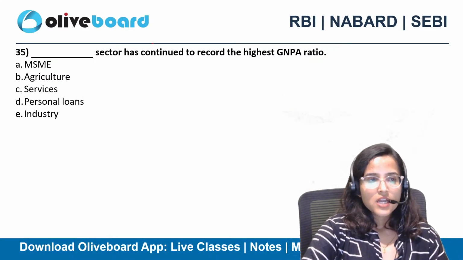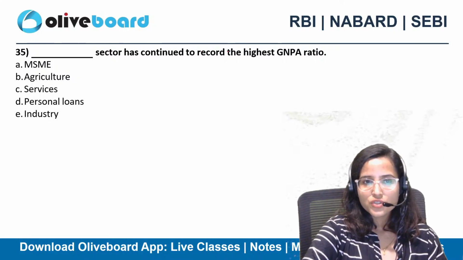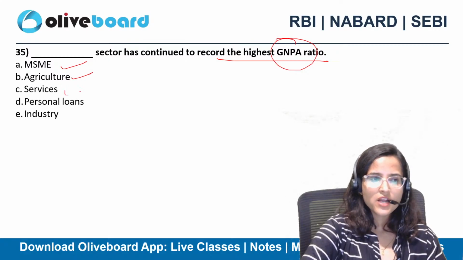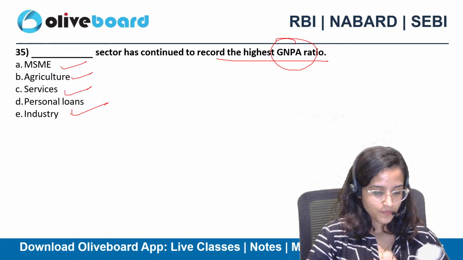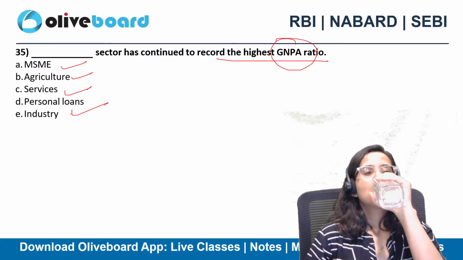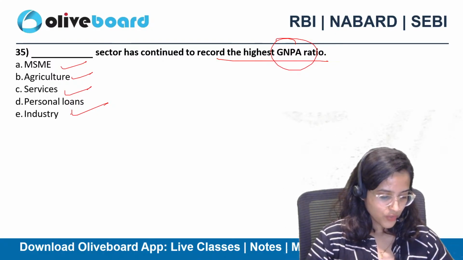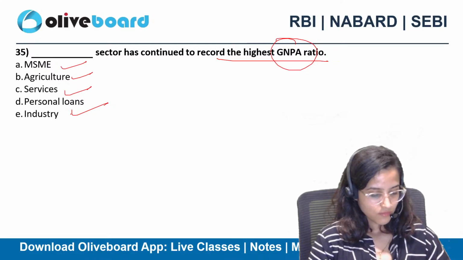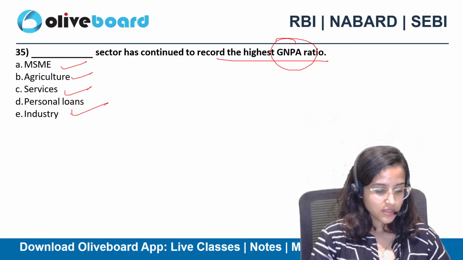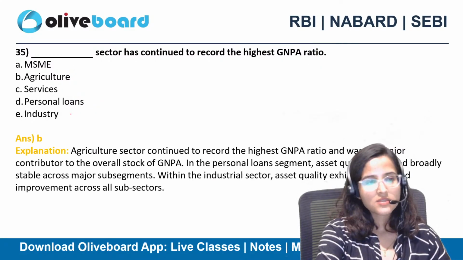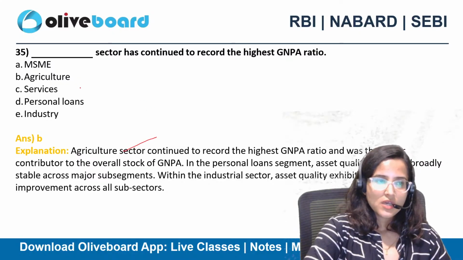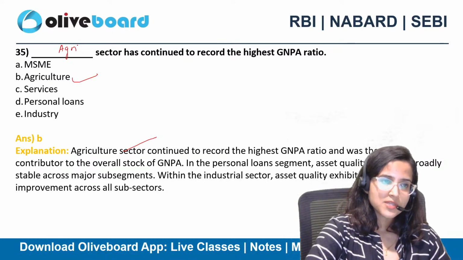Okay. 35th question, dash sector has continued to record the highest gross NPA ratio. MSME, agriculture, services, personal loans, or industry? Good evening, Madhur. All good. 35th question, Anurag B, Aditya, agriculture, John B. The answer is agriculture sector, which continued to record highest gross NPA. Okay, so agriculture sector, absolutely correct.